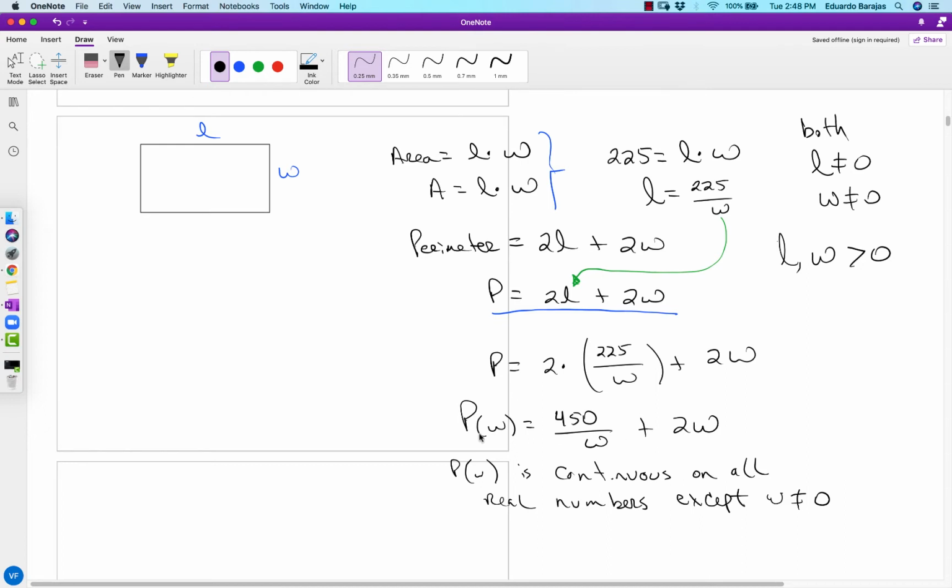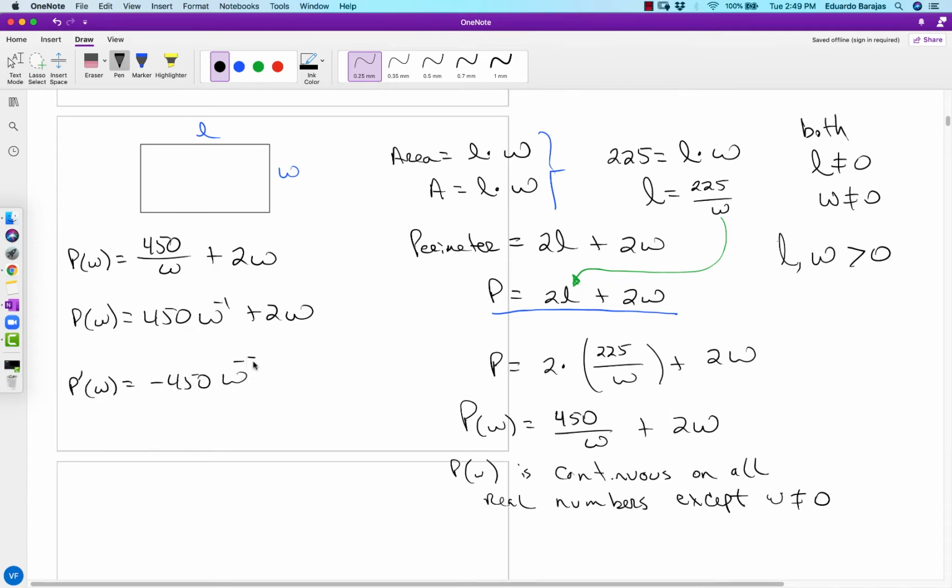Okay, so now that we have our function here, let me write it over here. We have P of W is equal to 450 divided by W plus 2W. Next, let's find the first derivative. To find the first derivative, it might be useful to rewrite this function. It's equal to 450 W to the negative 1 plus 2W. And now the first derivative is then equal to negative 450 W to the minus 2 power plus 2W. And then we can simplify this a little bit.